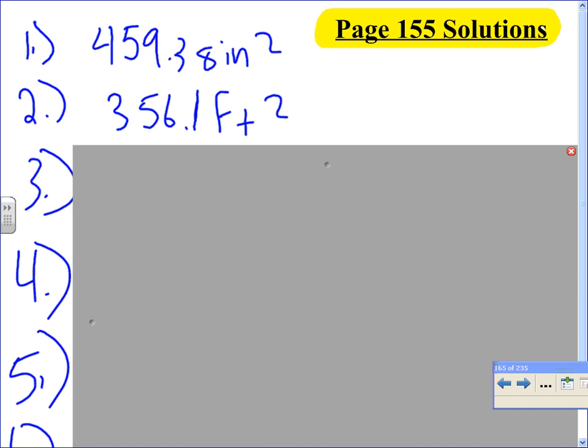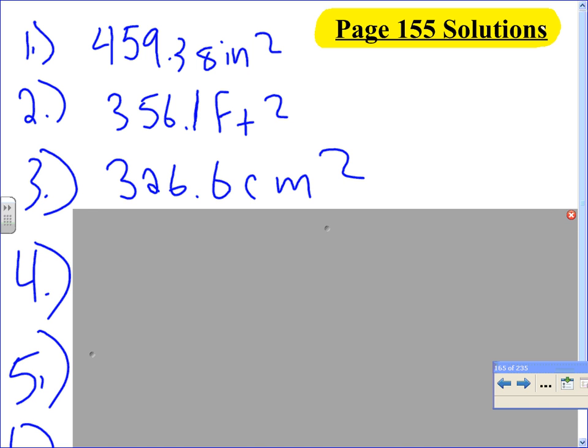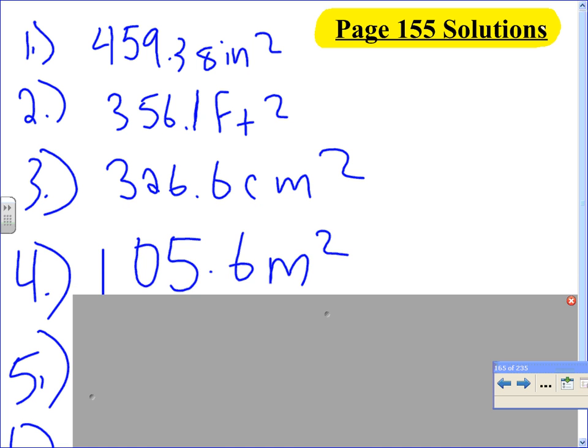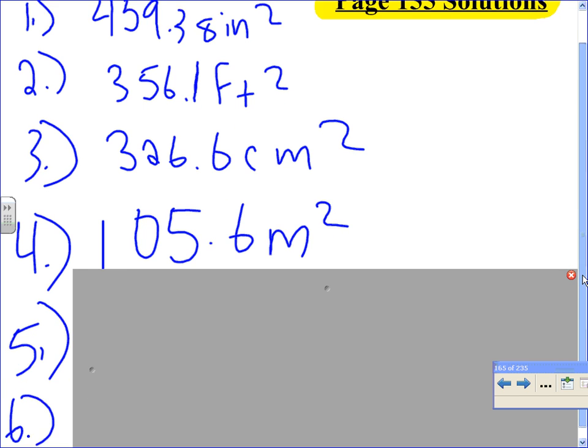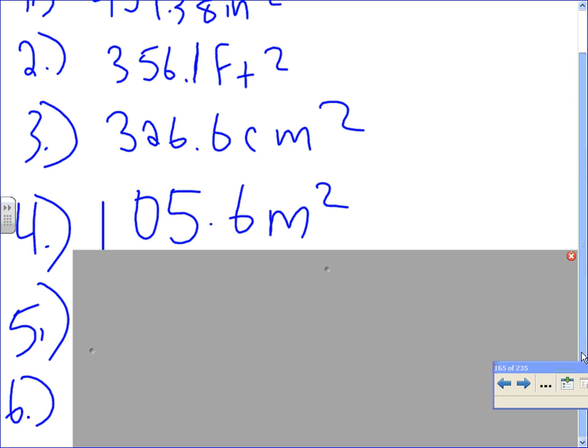Okay, Sean, number 3. Good. Put that book away, please. Good. Number 4, Doug. Good. 105.5 meters squared. Justin, number 5. You're off a little bit. What did you use for your slant height? That's why. You should use 4.1. It's not exactly 4. Don't forget, just in case.